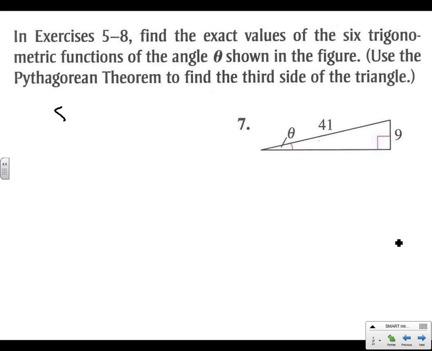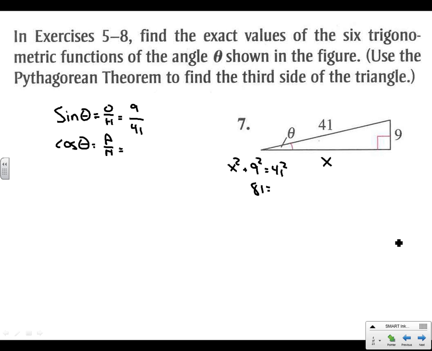Alright, so sine is opposite over adjacent. I'm sorry, opposite over hypotenuse, which is going to be 9 over 41. Cosine is adjacent over hypotenuse, which is going to be, we don't have adjacent, so we need x. So we're going to say x squared plus 9 squared equals 41 squared. So this is 81. 41 times 41, let's go to the calculator.